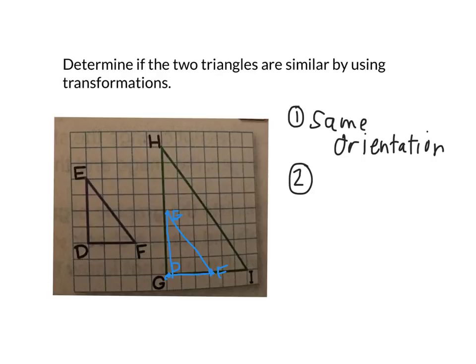So now that I have my triangle translated, which is my second step, I translated it down and over 5. And this was a translation.